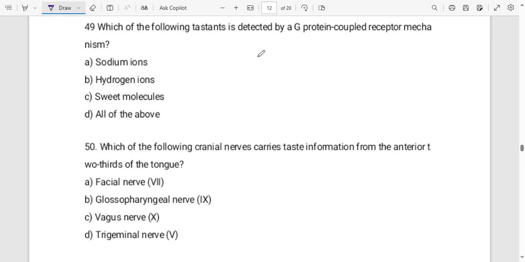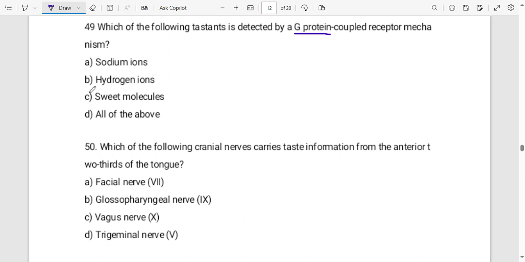Anyone? Which of these is detected by a G protein? Anyone, guys? Doc Sanga, would you want to say something? Doc, Blessing, Karen, John, anyone? All right. Please go on.